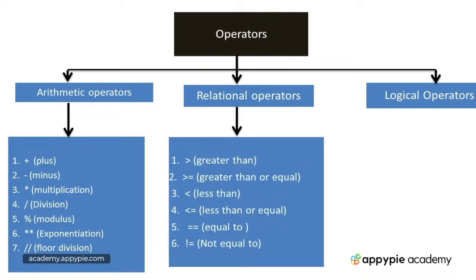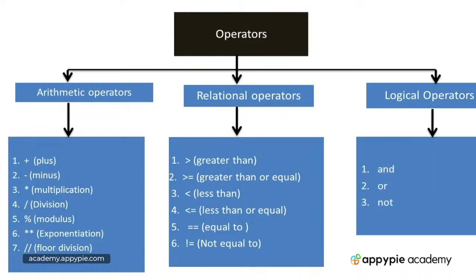Relational operators are basically used to compare operands. So it's greater than or equal to, less than or equal to. Double equal to is used to compare the equality of two operands. Then there is not equal to. Logical operators: there are three logical operators, and, or, not. I will explain logical operators after a short while from now.